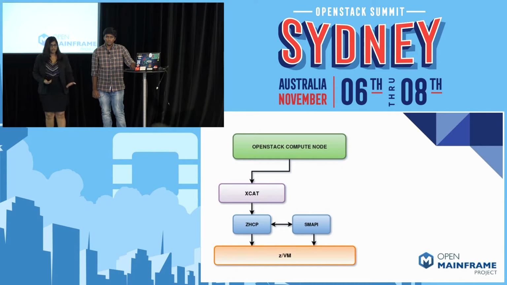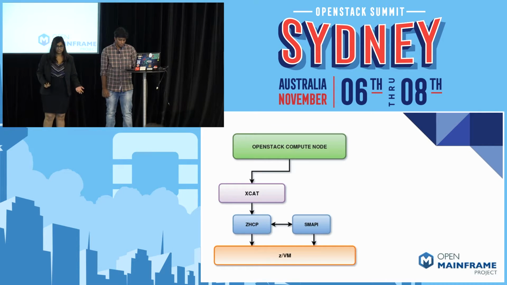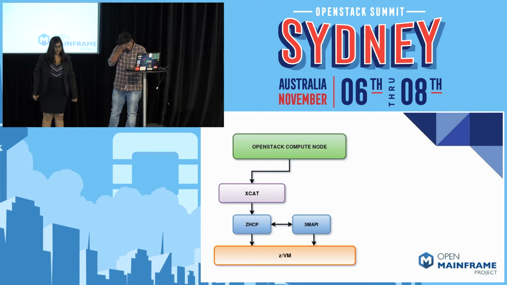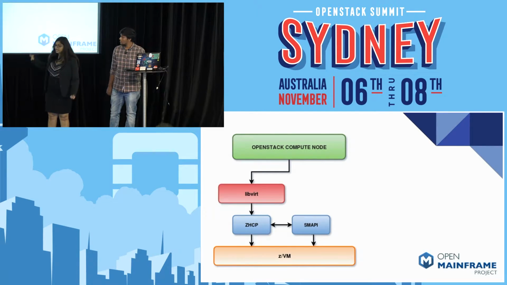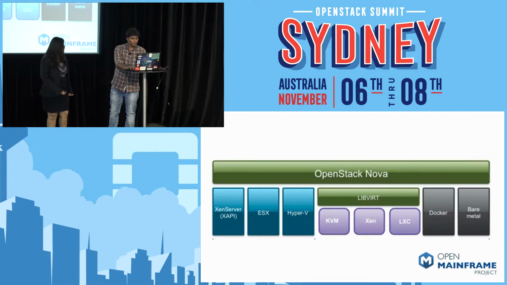To provide more choices to our users, we decided to implement Libvirt and replace xCAT with it, so that Libvirt can interact with ZHCP, which will interact with ZVM in return. More on that from my colleague Rohit. He'll be taking over.